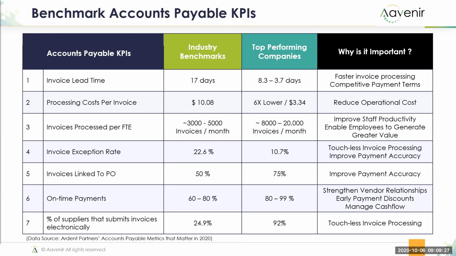The industry leaders who have well-oiled AP machines supported by modern technology have created a significant performance gap between themselves and the industry benchmarks. In particular, look at the first two rows. Industry leaders are processing invoices 3 times faster at a fraction of the cost. These are perhaps the 2 best indicators of your overall health and performance. Now let's unpack a couple of these critical ones in a bit more detail.